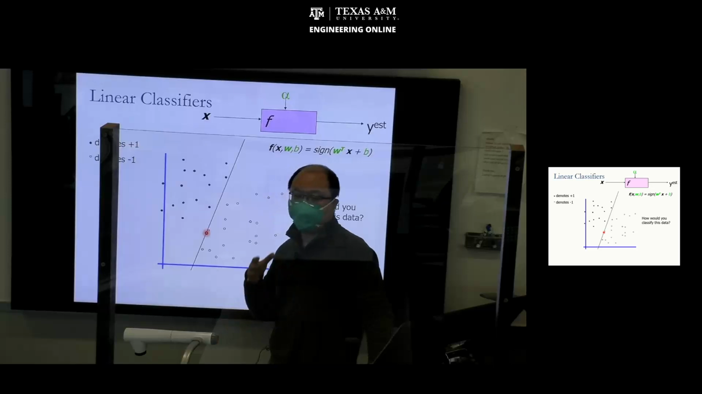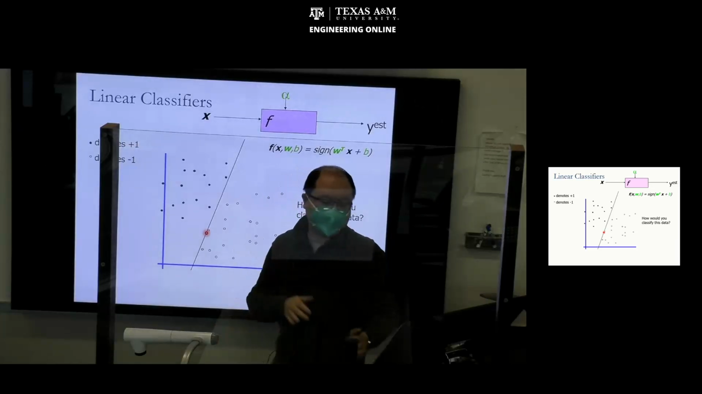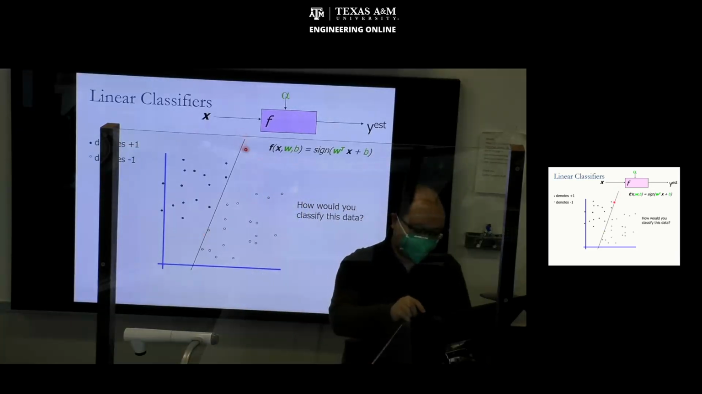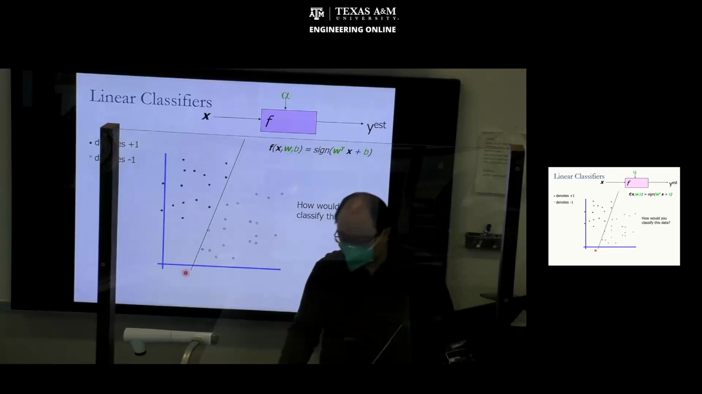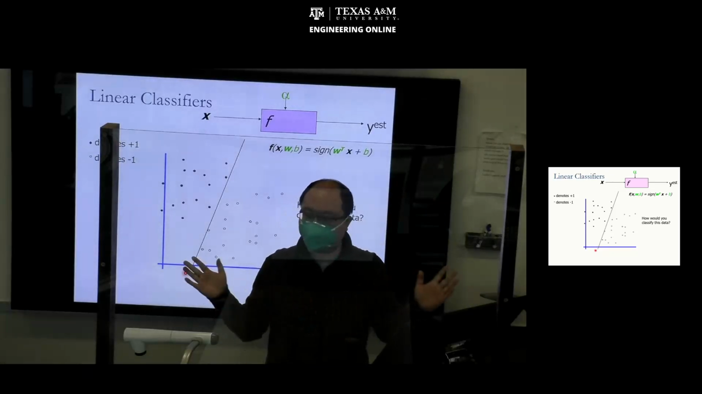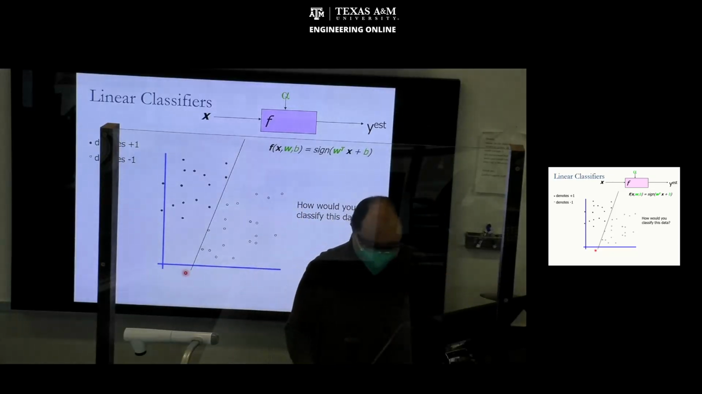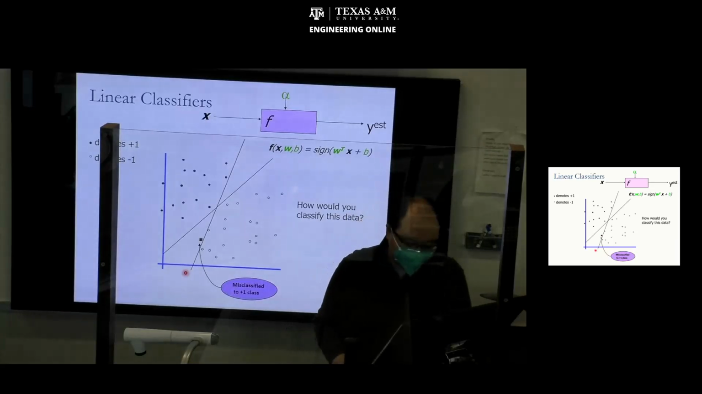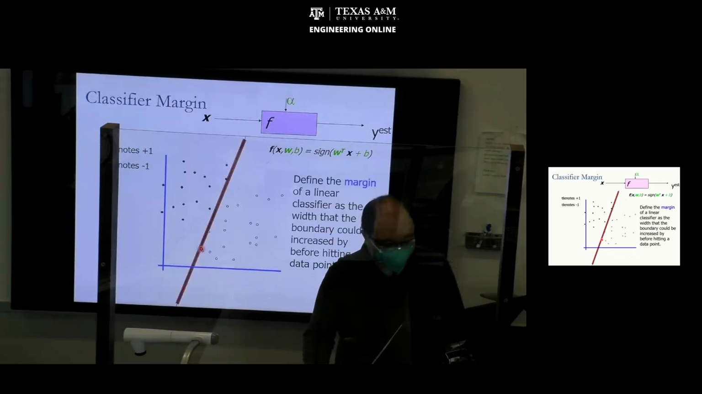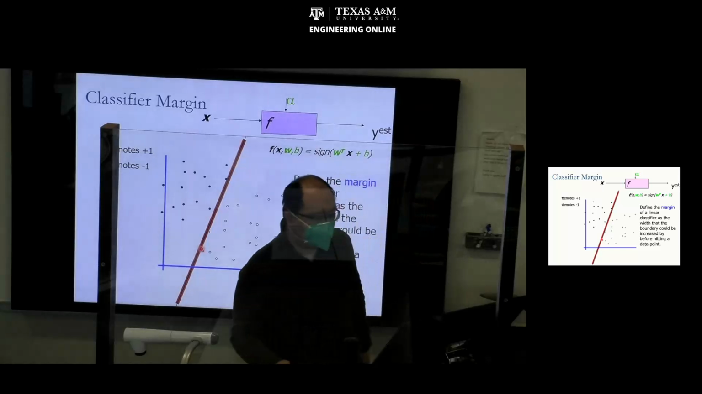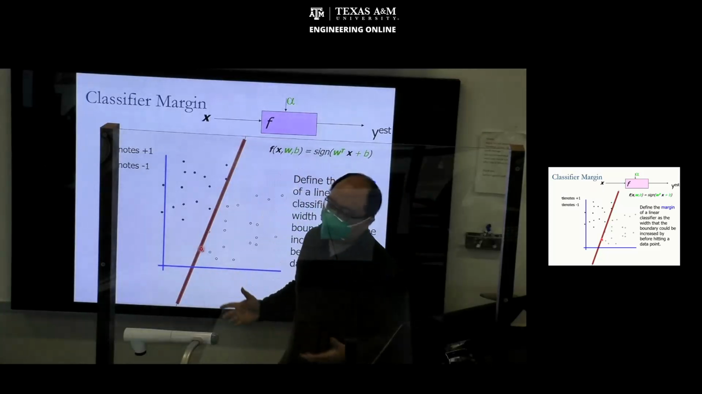You want some robustness. You want your decision boundary, or this classifier, to be as far as possible from both sides. Okay. So that's the goal. So then it's less sensitive to the label or the feature noises. And how do we quantify that? That is called the margin.